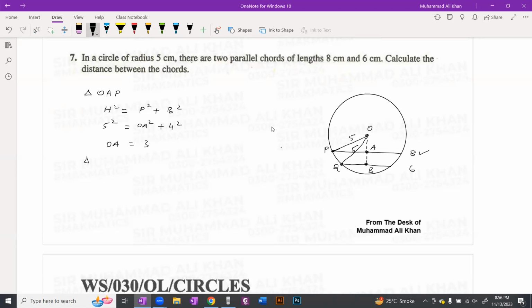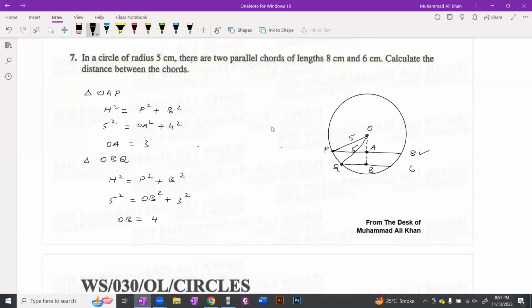After that, in triangle OBQ, by using Pythagoras theorem, hypotenuse square equals to perpendicular square plus base square. Hypotenuse again 5, radius of the circle. Perpendicular is OB. Base is half of 6, 3. So OB equals to 4.